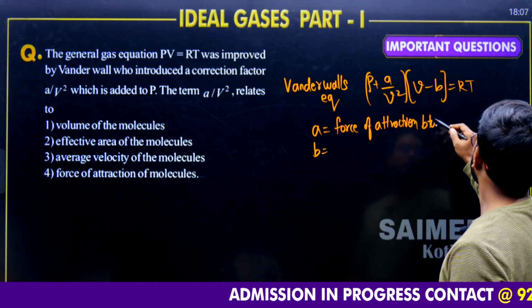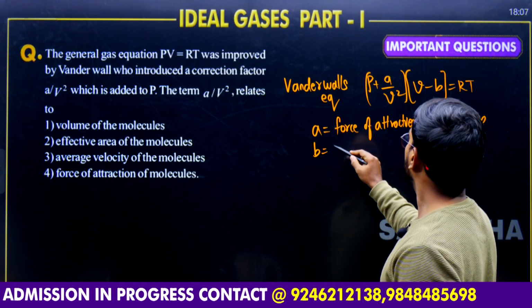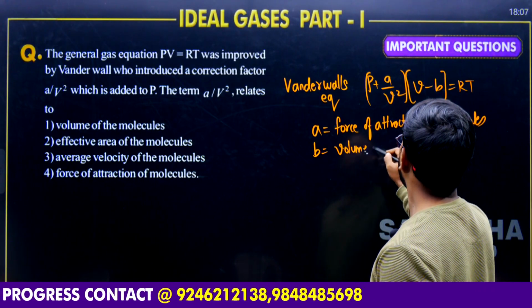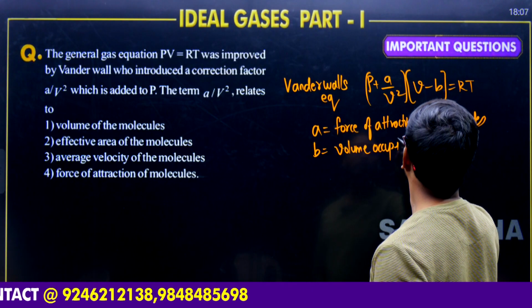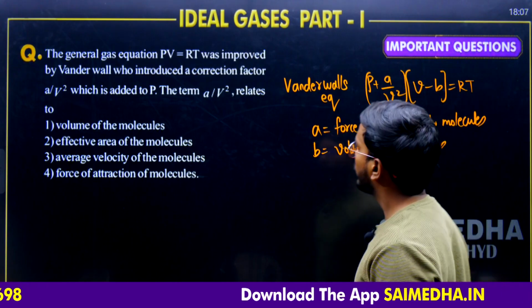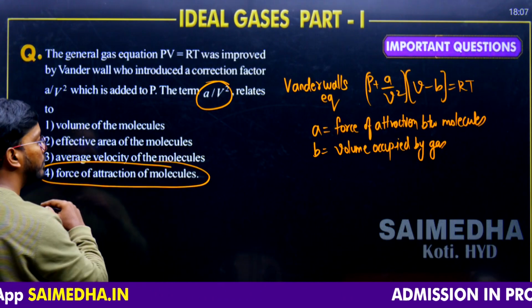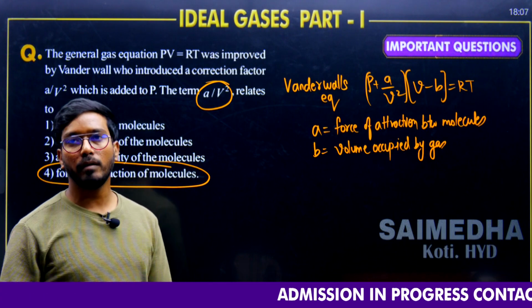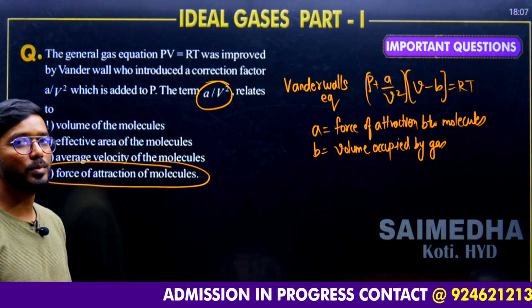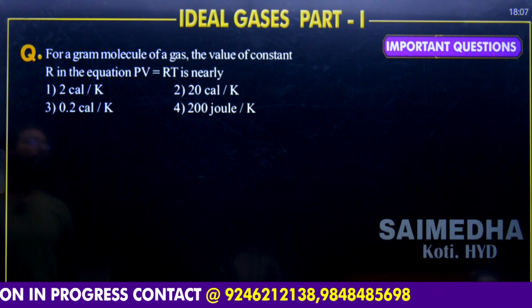Between molecules, or molecular attraction we can say, and this B is talking about the volume occupied by gas. This is A. What is the asked question? This A by V square is talking about what? This A by V square is talking about the molecular attraction. Expected question in the examination. Make sure you note this one. Moving on to the next question.